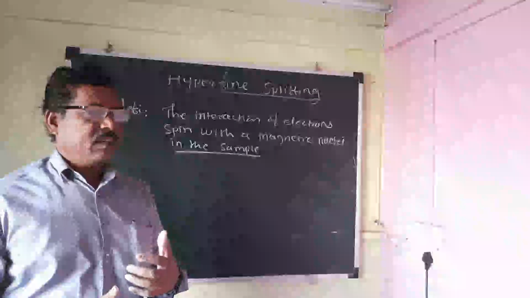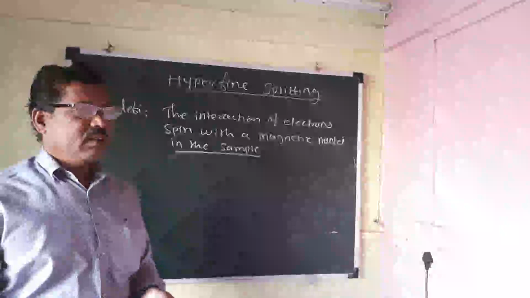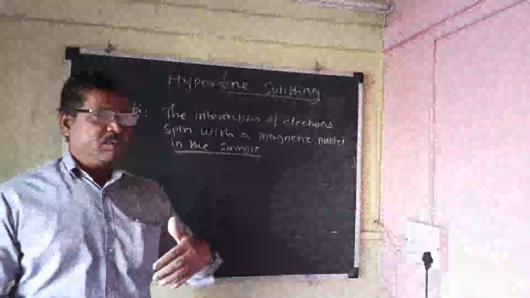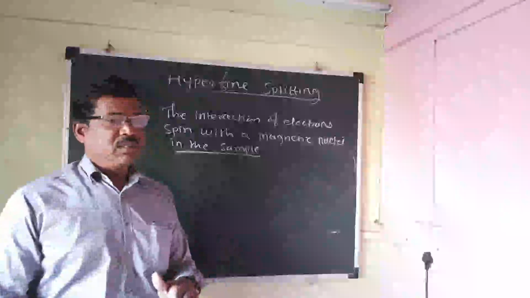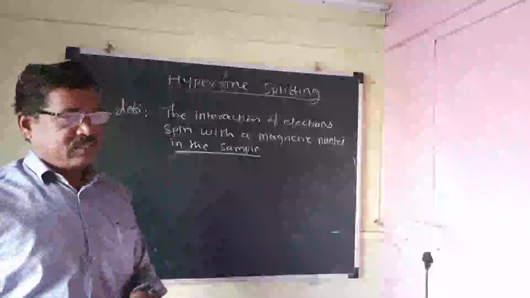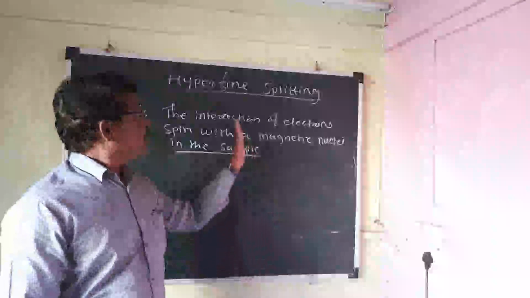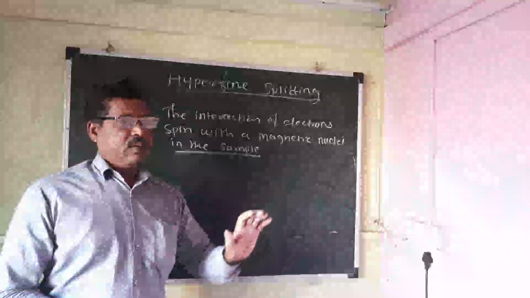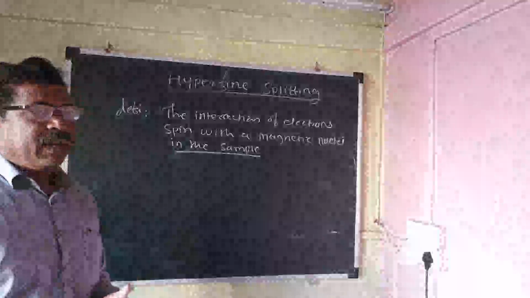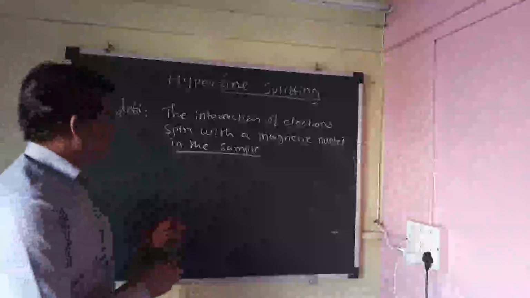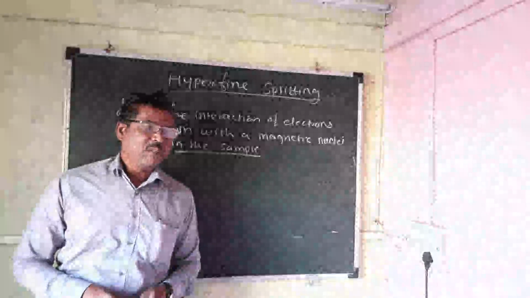The magnetic field separation between two neighboring peaks in the splitting due to the same nucleus is called the hyperfine splitting constant of the magnetic nucleus. This is the interaction between the electron and the spin of the nucleus.